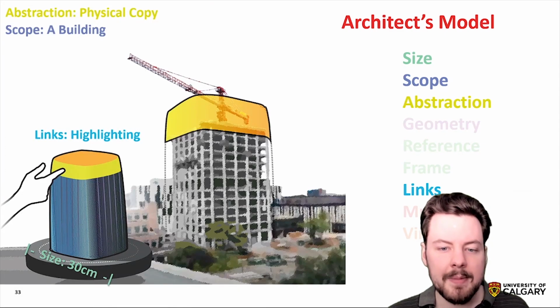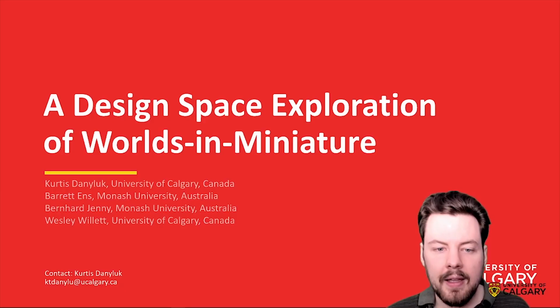One way we can connect them is via highlighting. In this mock-up, a physical architect's model is used as a replica for a building under construction. The connection between them is formed through highlighting. By pointing at a piece of the replica, that same area is highlighted on the building. And with that, this has been a summary of the paper. Thank you for listening.